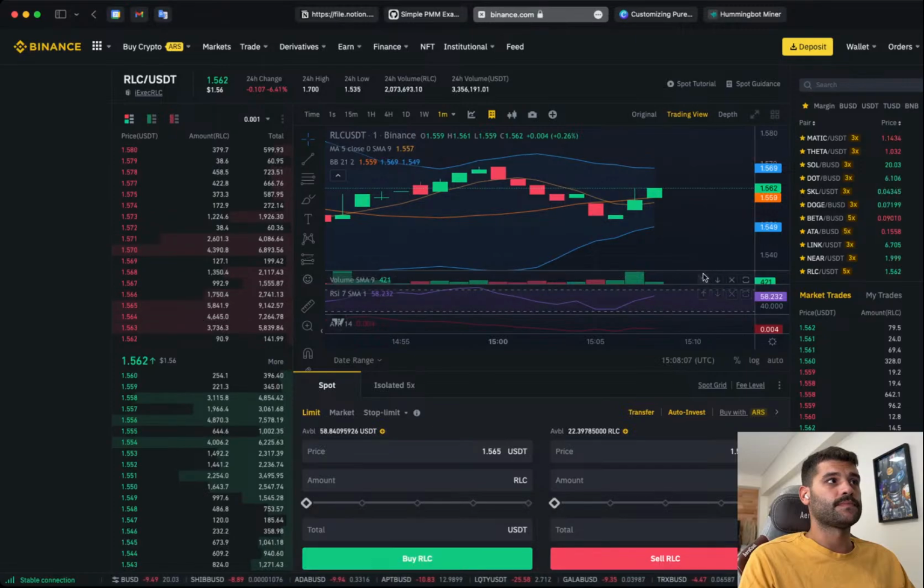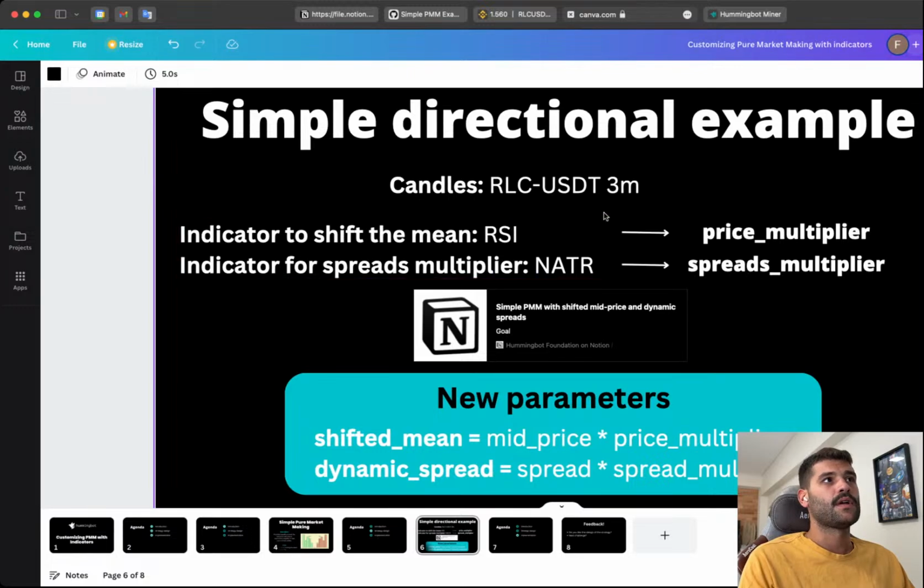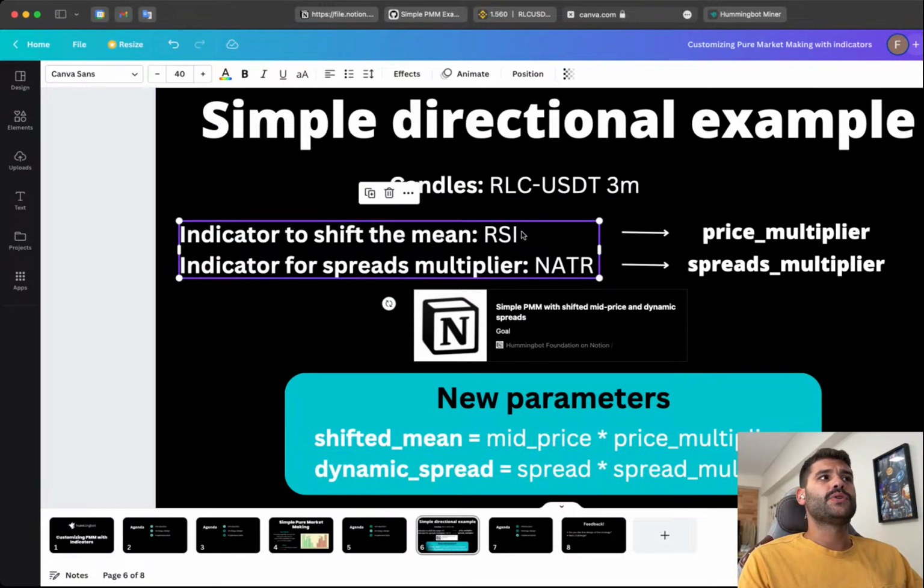So, first, let's review here, and then we are going to see a graph. We're going to use 3-minute candles to compute the indicators. The indicator that we are going to use to shift the mean is going to be the RSI. The RSI will tell us if the asset is oversold or overbought.